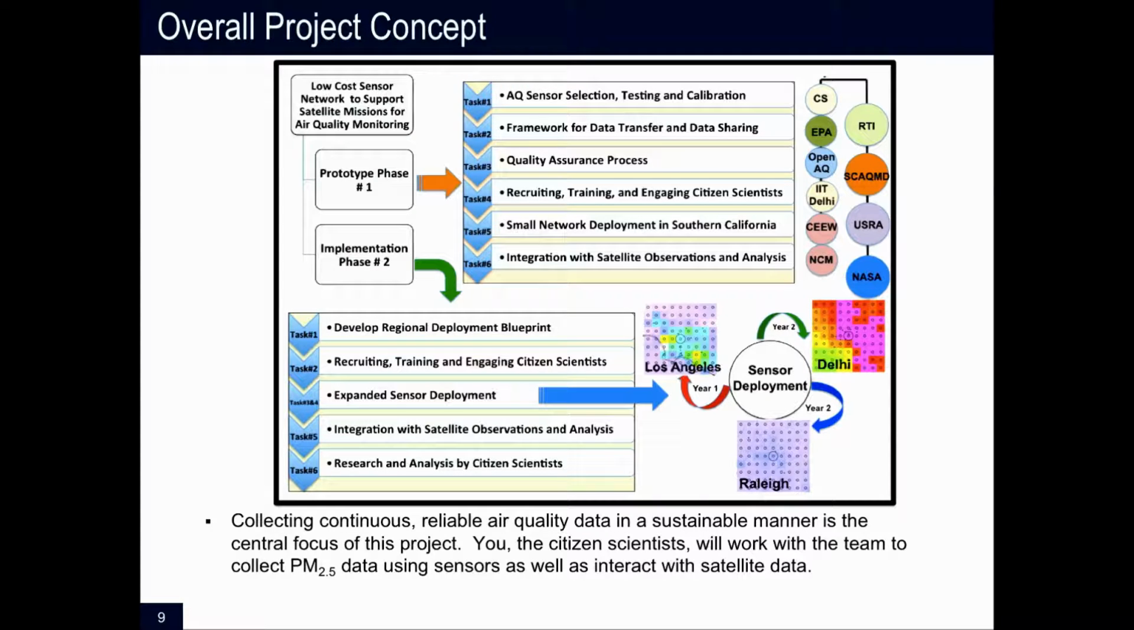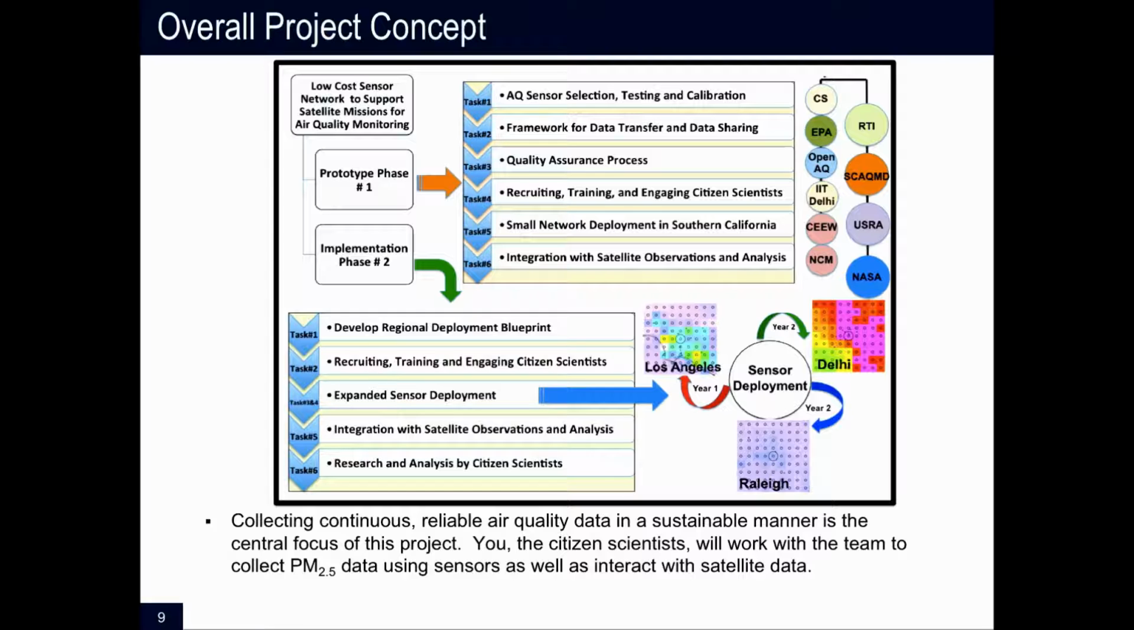So this is our overall project. We did phase 1 for 1 year, in which we deployed about 40-50 sensors in California, in this region actually. AQMD helped us deploy all those sensors. And then we did some research studies. We evaluated the sensor quality. We integrated the data with the satellite data. And we have some reports and publications out of that.